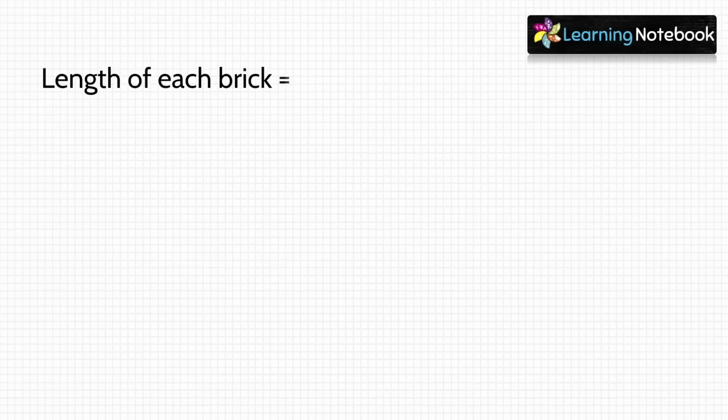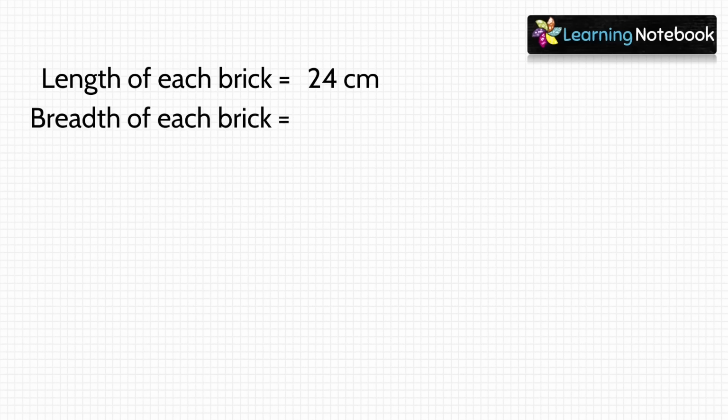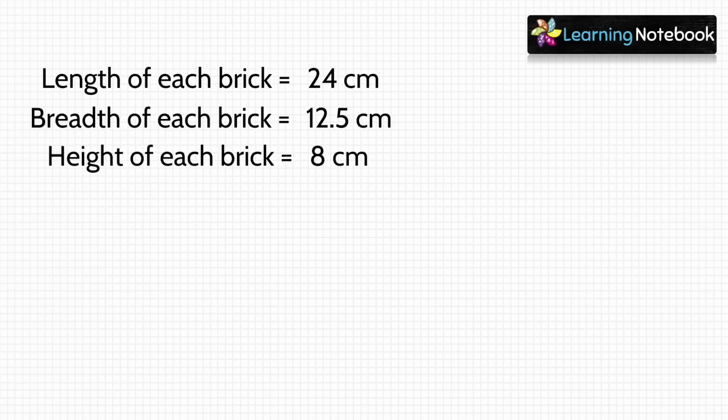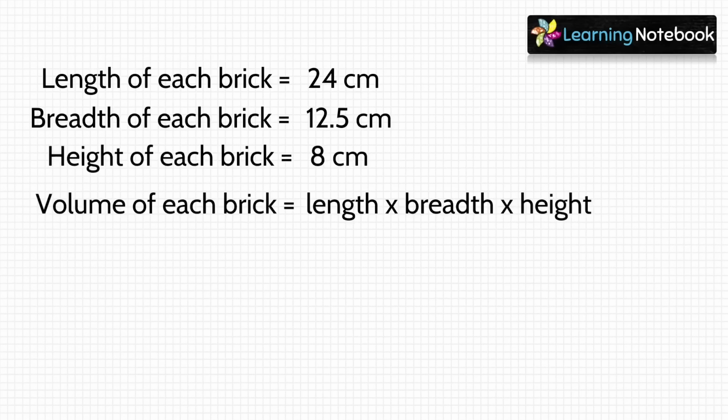Now let's find volume of one brick. We are given length of each brick is 24 centimeter, breadth equals to 12.5 centimeter and its height is 8 centimeter. So let's find volume of one brick, which is length into breadth into height. So let's put the values here. We get 24 into 12.5 into 8 cubic centimeter.